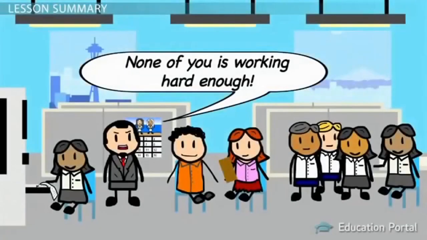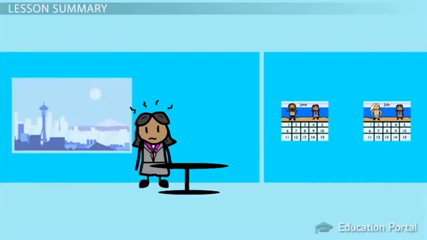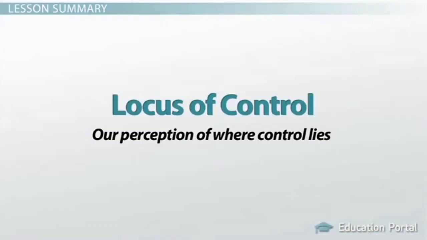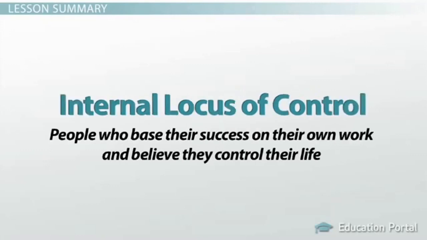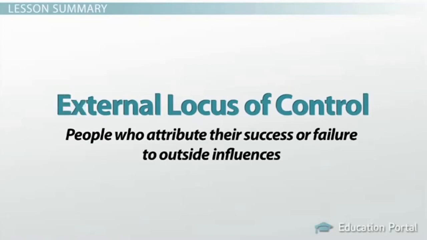External and internal locus of control is present in all of us and indeed can exist at the same time within us. Many people can shift back and forth between them, but they will always have one dominant control type within them. Remember, our locus of control is our perception of where control lies and centers on how we account for the successes and failures we experience. People who base their success on their own work and believe they control their life have an internal locus of control, while people who attribute their success or failure to outside influences have an external locus of control.